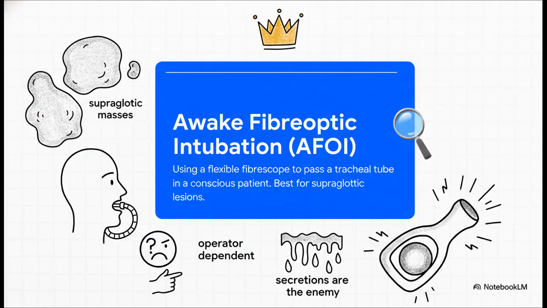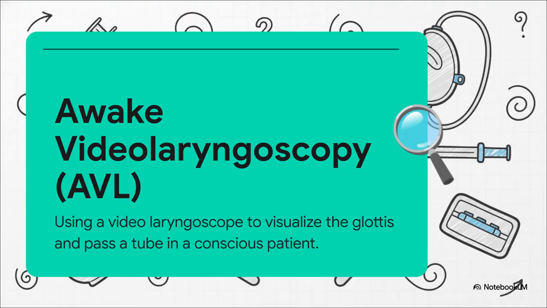AFOI, this is the classic, the gold standard skill, right? It's brilliant for navigating around big masses above the vocal cords. But, and this is a big but, it has some real dangers. It's super operator dependent, secretions can totally blind you, and in a really tight, narrow larynx, you risk what's called the cork in the bottle effect, where the tube itself blocks off the last bit of airway. A total disaster. And this is where awake videolaryngoscopy has just been a game changer.